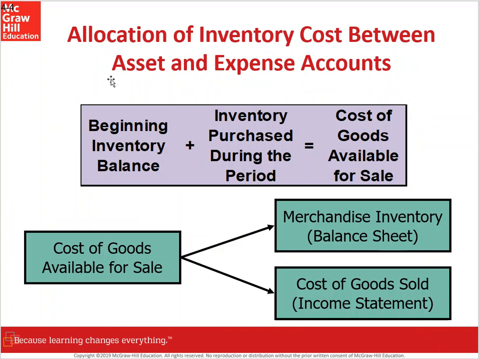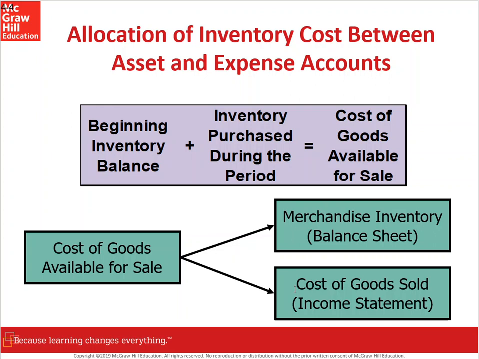First, if we take our beginning inventory balance, and then we add in the inventory purchased during the period, that gives us our total goods available for sale. Well, we need to be able to account for all of those goods available for sale. So at the end of the period, we should be able to take a look at our goods available for sale and identify what's left, what remains, and that's our merchandise inventory, an asset on our balance sheet.